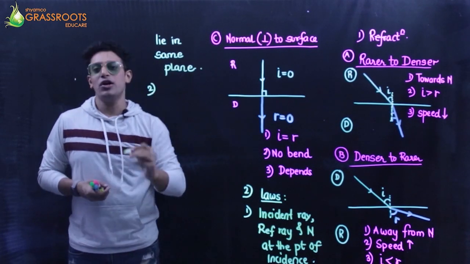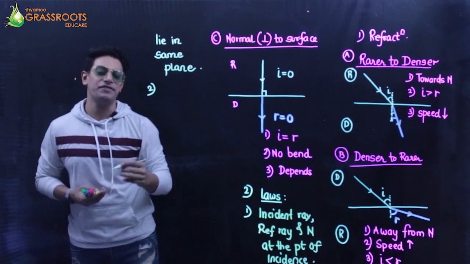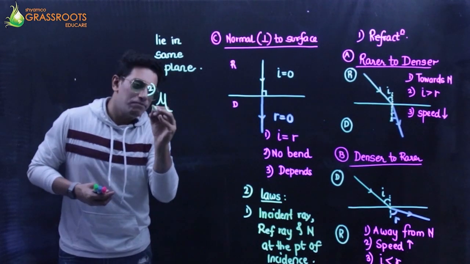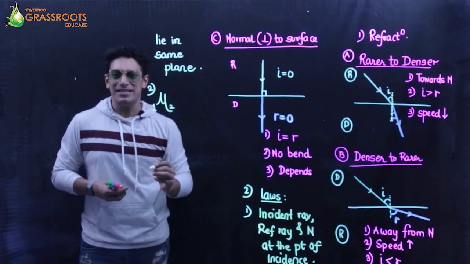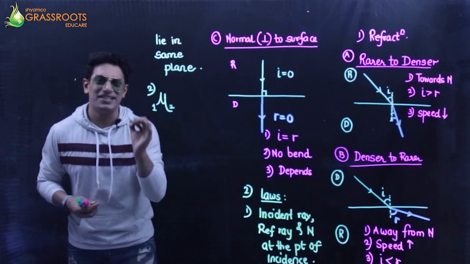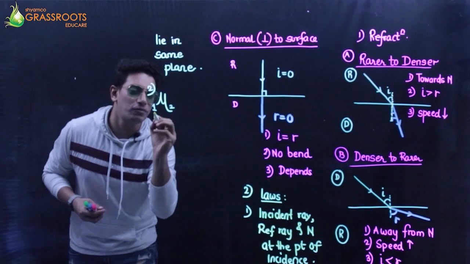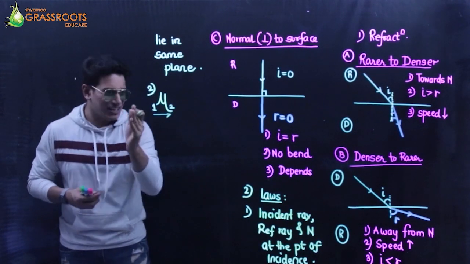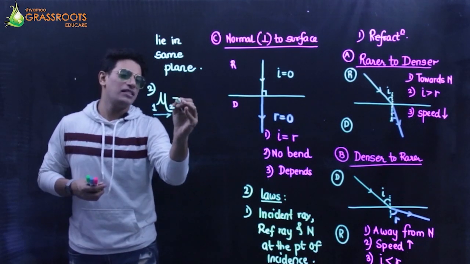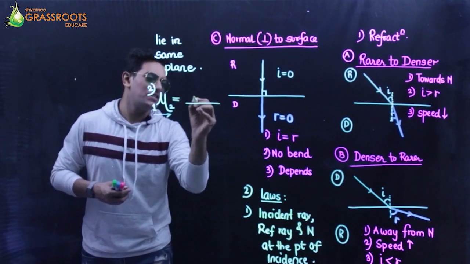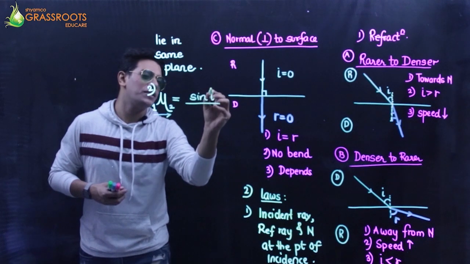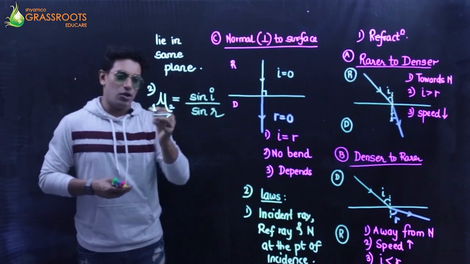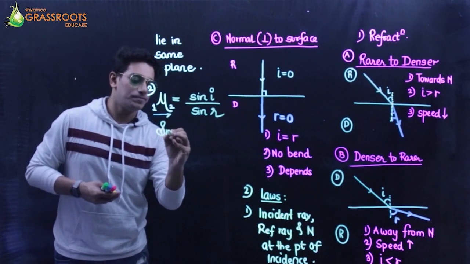And the second point, we have something called refractive index, represented by mu. Mu 1, 2 means that the ray of light is coming from the first medium and entering into the second medium. The formula is equal to sine of angle of incidence to sine of angle of refraction. We call this Snell's law.